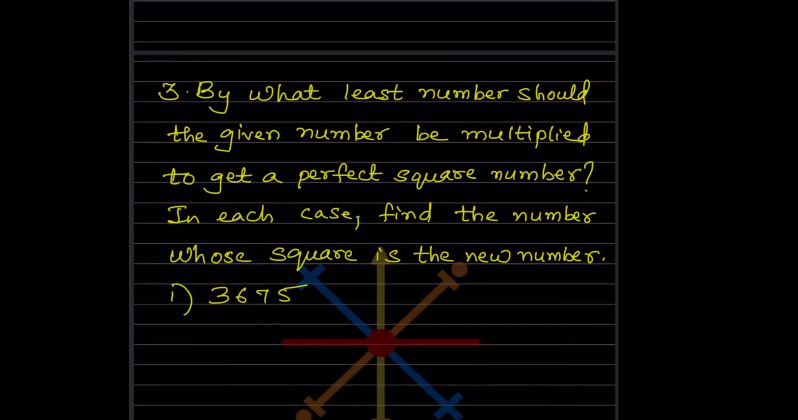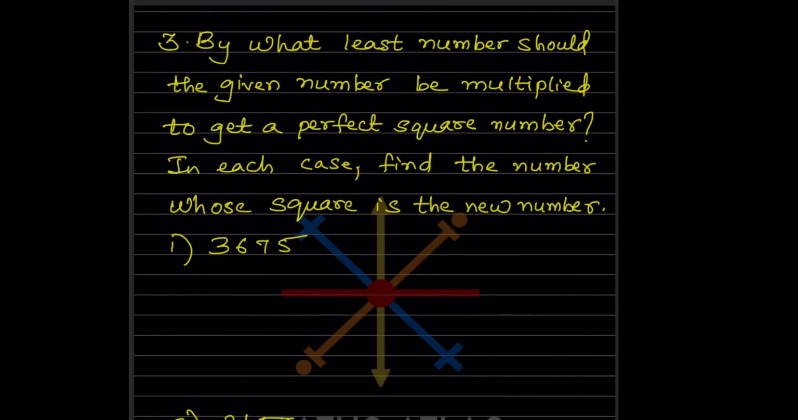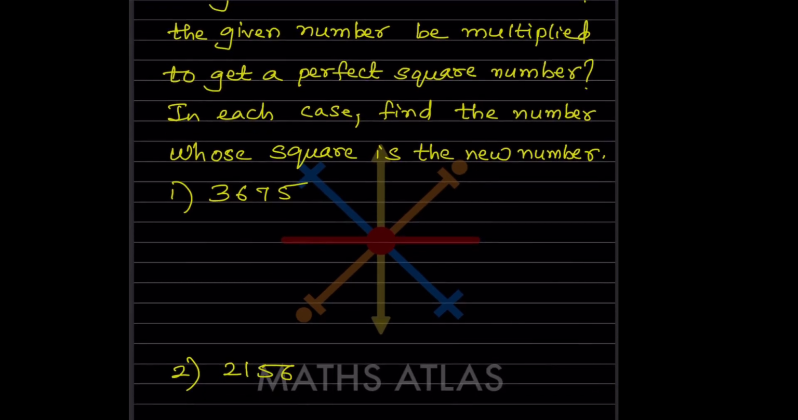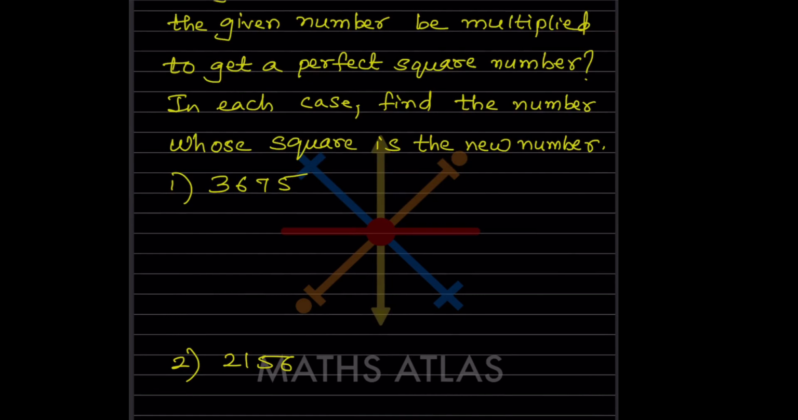So now let us see the next one. They said, by what least number should the given number be multiplied to get a perfect square number? In each case, find the number whose square is the new number. So now we will see for this one.